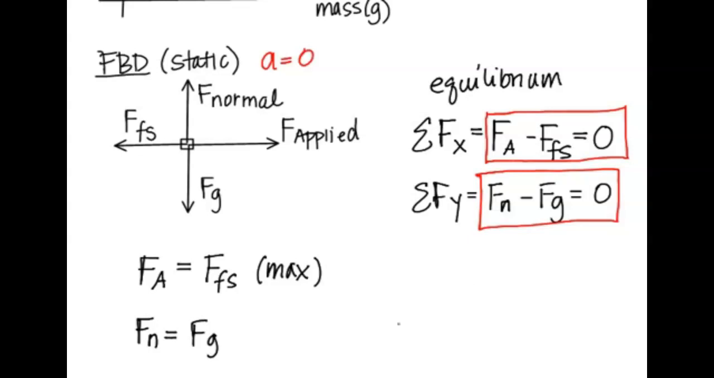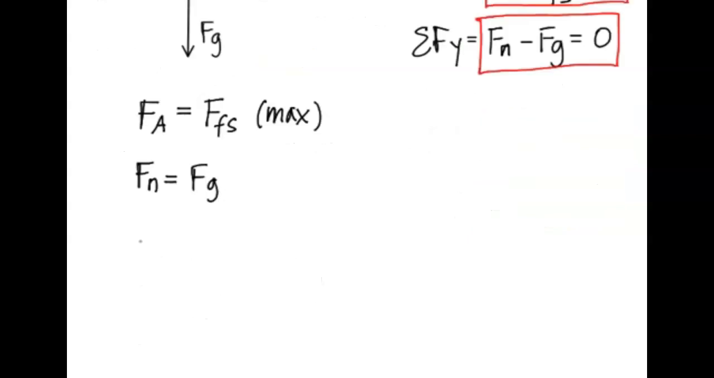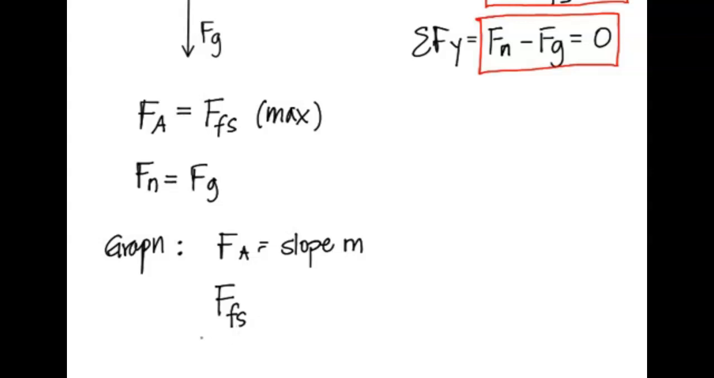All right, so let's go back to your graph. From your graph, you had that the force applied was equal to the slope value times mass. Okay? Now the force applied is also equal to the force of our static friction. And this is still our maximum static friction. Okay? Slope.